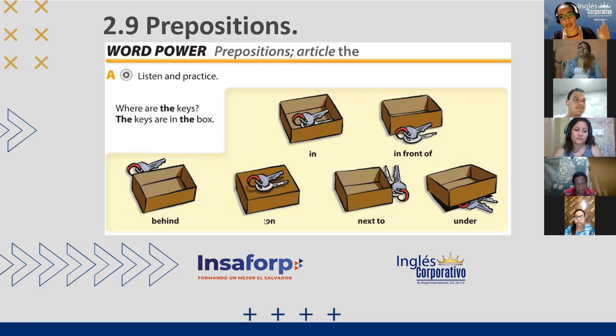Atrás. Now, si se fijan aquí, on, yeah, it's different, right? On significa sobre, o encima de algo, sobre una superficie. No está dentro, está sobre, on. Now we have here, next to. A la par de o al lado de. And then we have under. Debajo. So let's practice pronunciation.